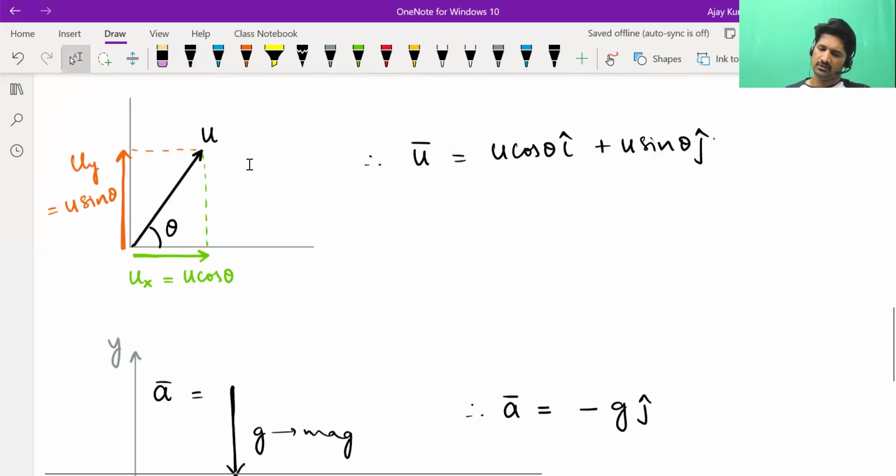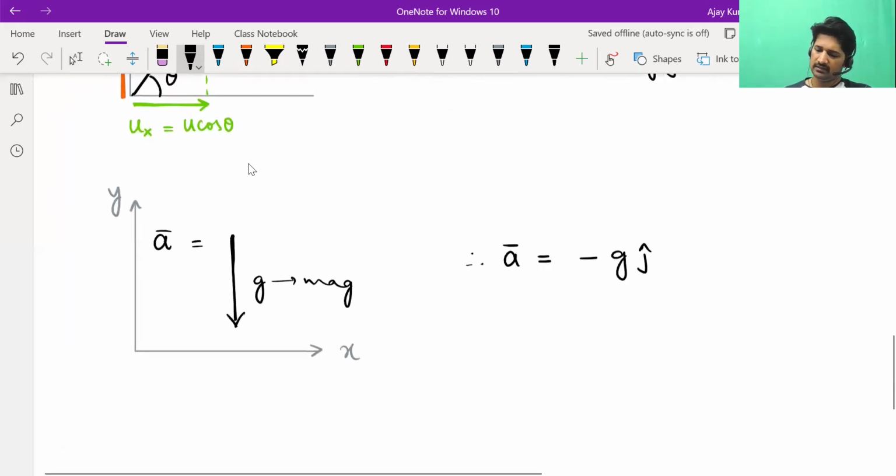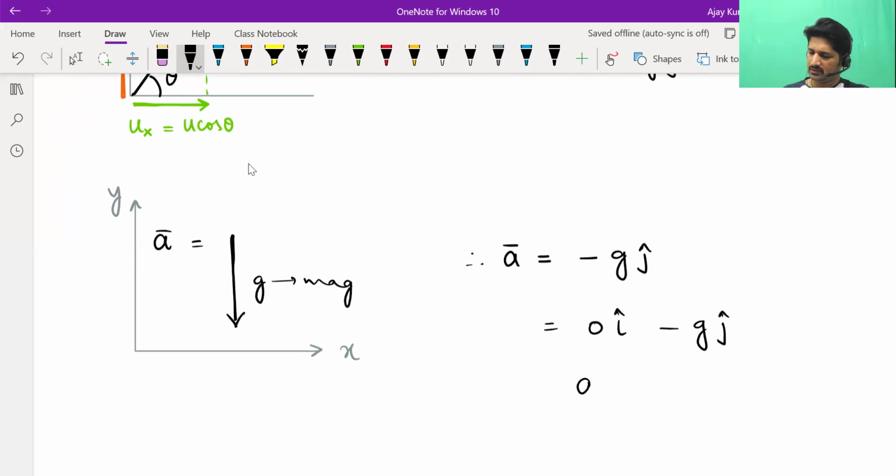Now, initial velocity u cos theta i cap plus u sin theta j cap. You can write it as ux i cap plus uy j cap. So we know the x component of initial velocity, y component of initial velocity. Acceleration is minus g j cap. So it's like 0 i cap minus g j cap. So acceleration in the x direction is 0 plus acceleration in the y direction is minus g.